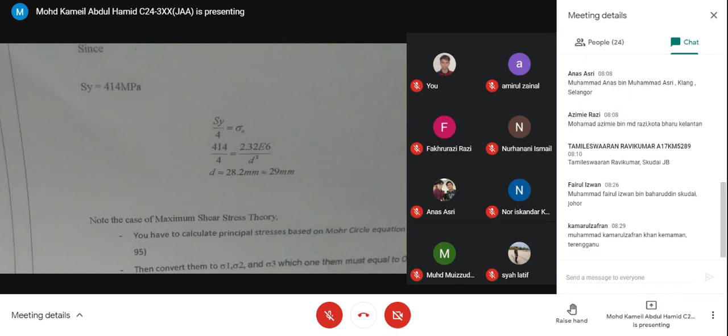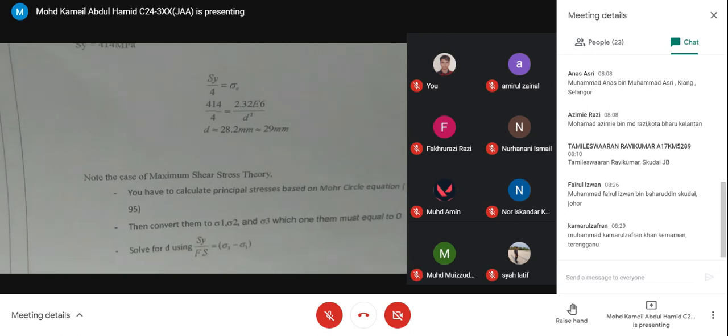So the diameter of the shaft with the safety factor of 4, using distortion energy theory, is 28.2. So 28.2, so probably 29. So your shaft should be probably 29 mm. Okay, so that is for the distortion energy theory.